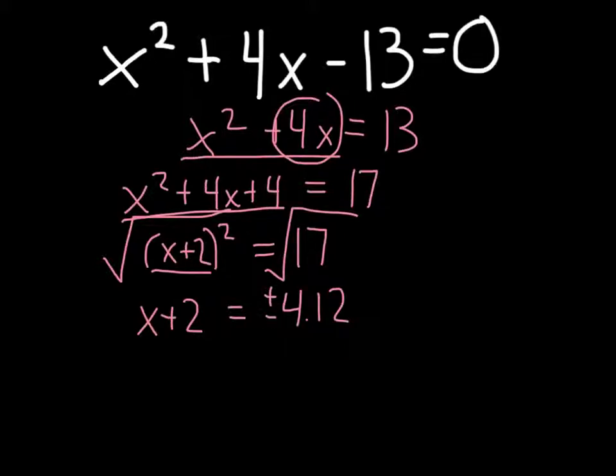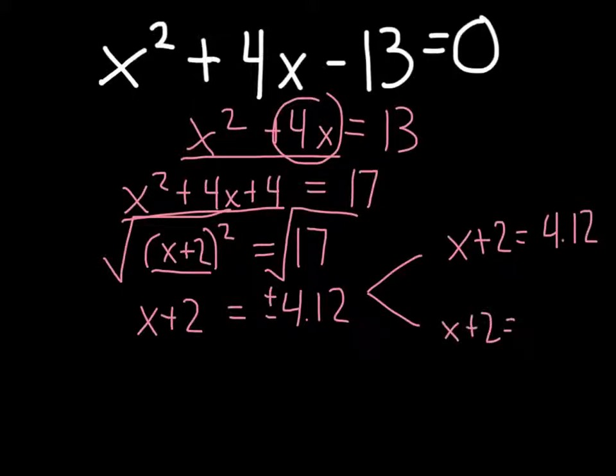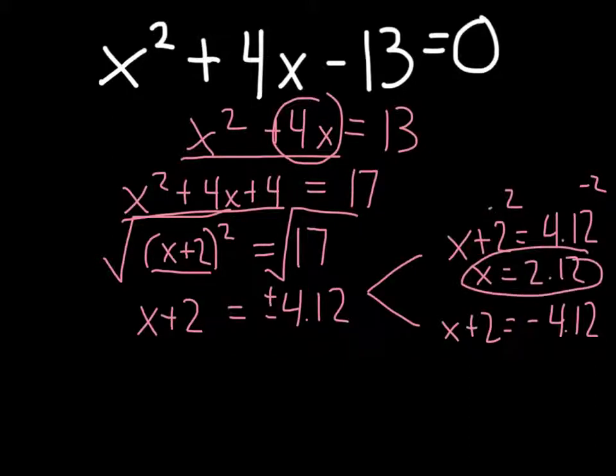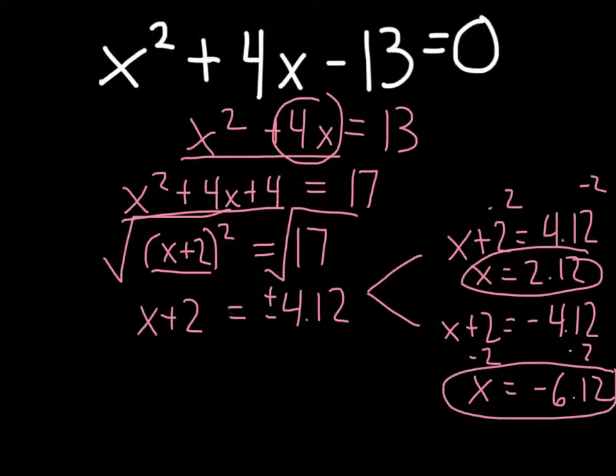So now I'm basically set it up into two different equations. I have x plus 2 equals positive 4.12, and x plus 2 equals negative 4.12. So I solve by subtracting 2 from both sides, and I get x equals 2.12. Down here I subtract 2 from both sides, and I get x equals negative 6.12. That was completing the square.